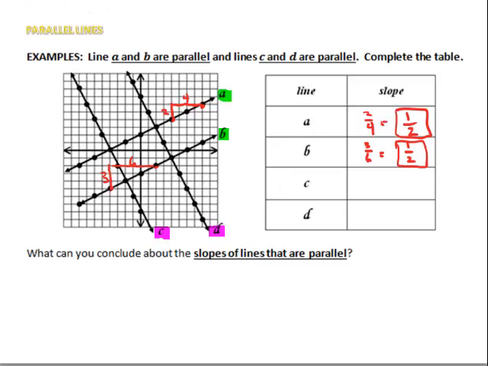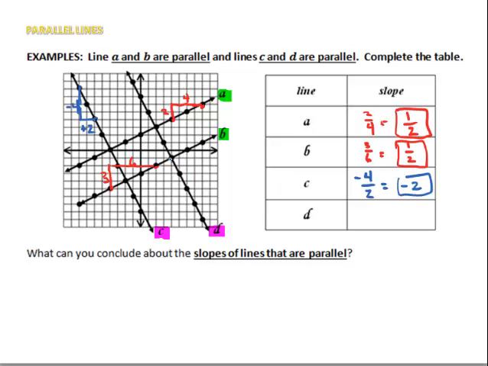Let's look at lines C and D. You'll notice that lines C and D are both parallel. So I'm going to look at line C, and I'm going to pick 2 points, say those 2 points. I'm going to do my rise, which is actually a fall, and my run. So my rise is 1, 2, 3, 4 down, so -4, and then 2 to the right. So my delta y is -4, my delta x is 2. -4 divided by 2 is -2. So the slope of line C is -2.